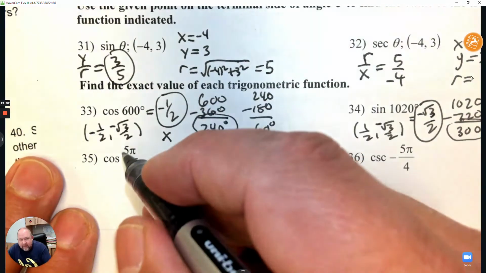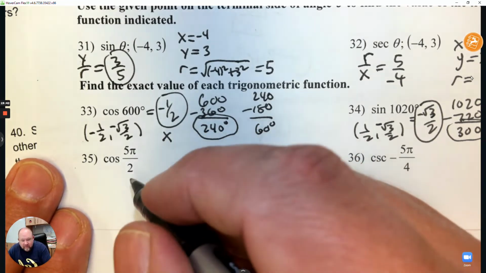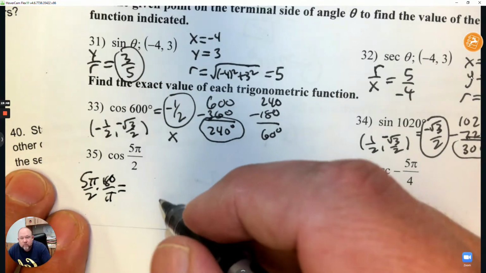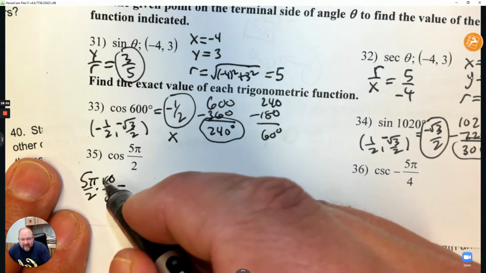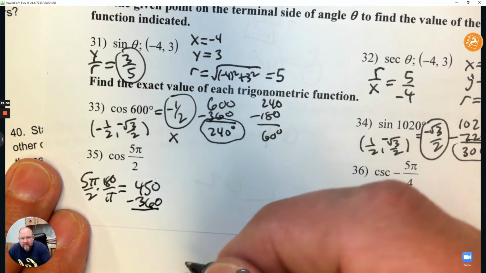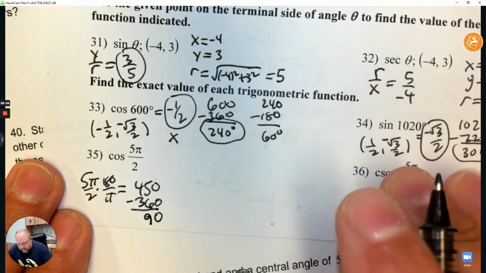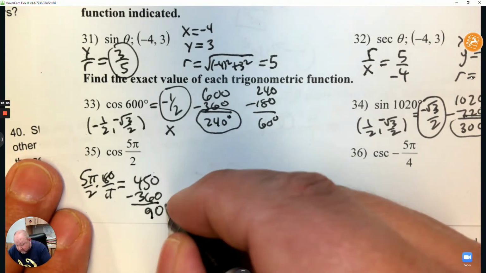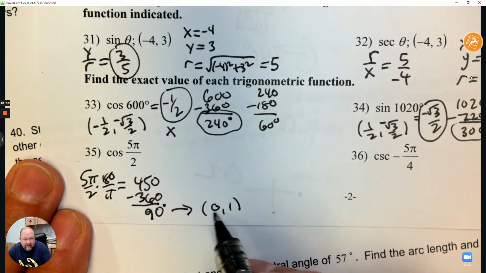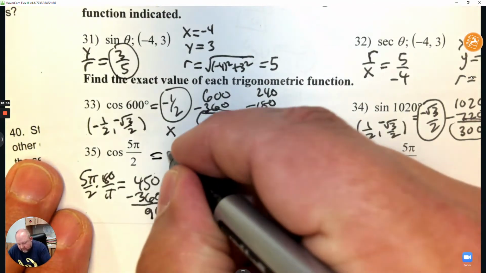Number 35. 5 pi over 2 is not a reference angle. But what I'm going to do first is I want to convert it. So 5 pi over 2, if I convert it, times 180 over pi. 2 goes into 180, 90, so it's 5 times 90. And then I'm going to subtract 360 to find the coterminal angle between 0 and 360. So that angle is 90 degrees. That's what I'm looking for. So 90 degrees is at the top of the unit circle. So the point that goes with 90 is 0, 1. That's exactly the same. And then cosine is the x-coordinate. So the answer here is 0.